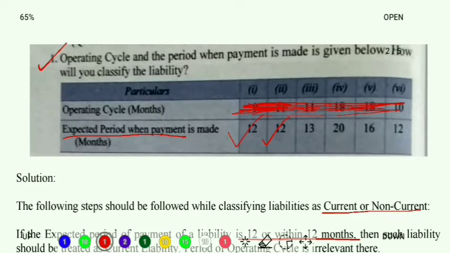Moving on to liability number 3, it is 13 months. Now 13 is more than 12. It is not qualifying in the first step. So we have to keep this on hold. So let's mark it.